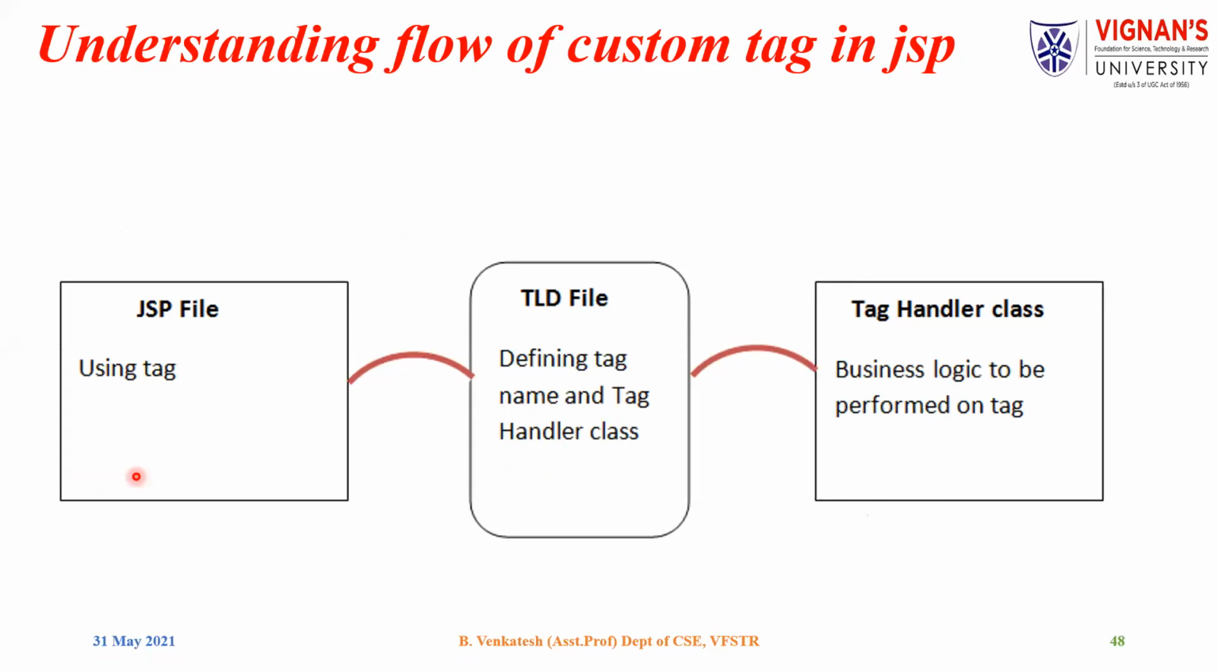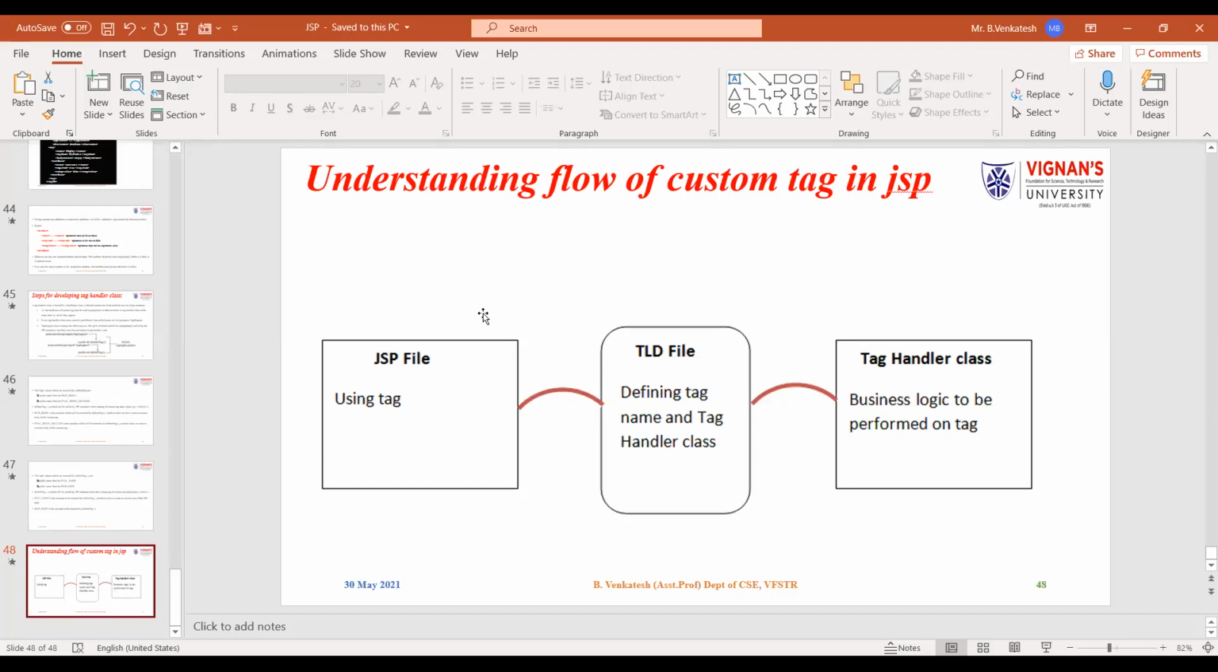So the flow of a custom tag in JSP is: we need to create one JSP file, one TLD file, and one tag handler class. Whenever we invoke a JSP file, if it has a taglib directive, then it is going to invoke that particular TLD file. Then this TLD file is going to invoke that particular tag handler class. How it is going to invoke that tag handler class, that information is available in the TLD file. Okay, so that is about the taglib directive.